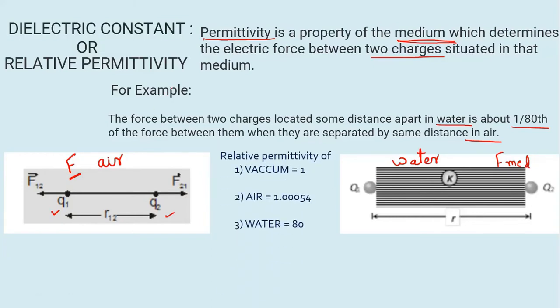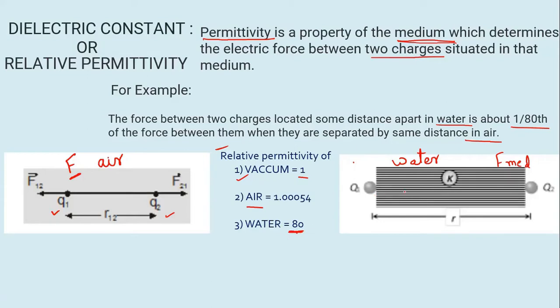Now here I am referring to a table of the relative permittivity of certain media. The first medium is vacuum, whose value is 1. For air we have 1.00054, and for water we have 80. So see here, the medium which has the greater electric constant reduces the force by that much. That is, the more the relative permittivity, the lesser will be the force.